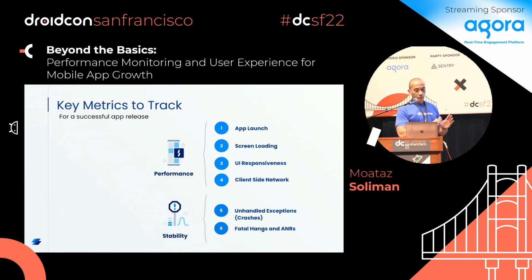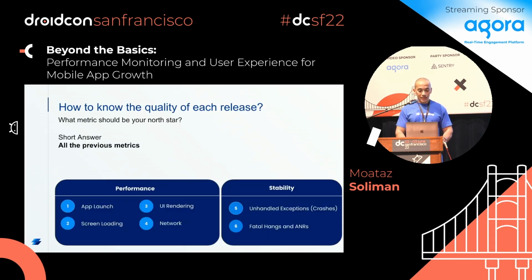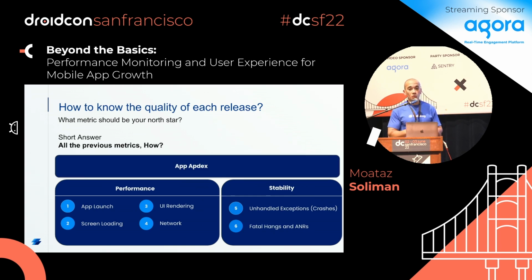So now that we've gone through these metrics, you need to make sure that with every new release that you're putting out, you're tracking all of these metrics. The problem is that you need to have a single metric that encapsulates all of these metrics into one. And that's why we've added a metric called the app abdex. It is a score from 0 to 1 that shows the overall health of any new build that you're putting out.